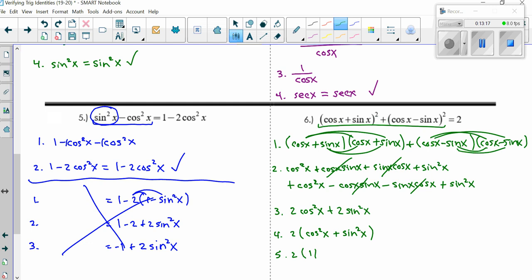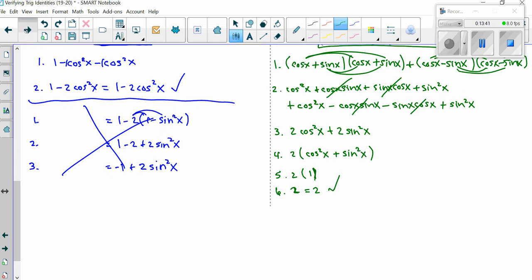And I would really make sure that you write this step out. It's really important that you write this and you show that you're understanding that this is an identity, that it's 1. And then in my 6th step, I'm going to say that that gives me 2, which equals 2. And now I'm done. Okay, so a lot of distributing. And that's it. So let's move on to the next slide.